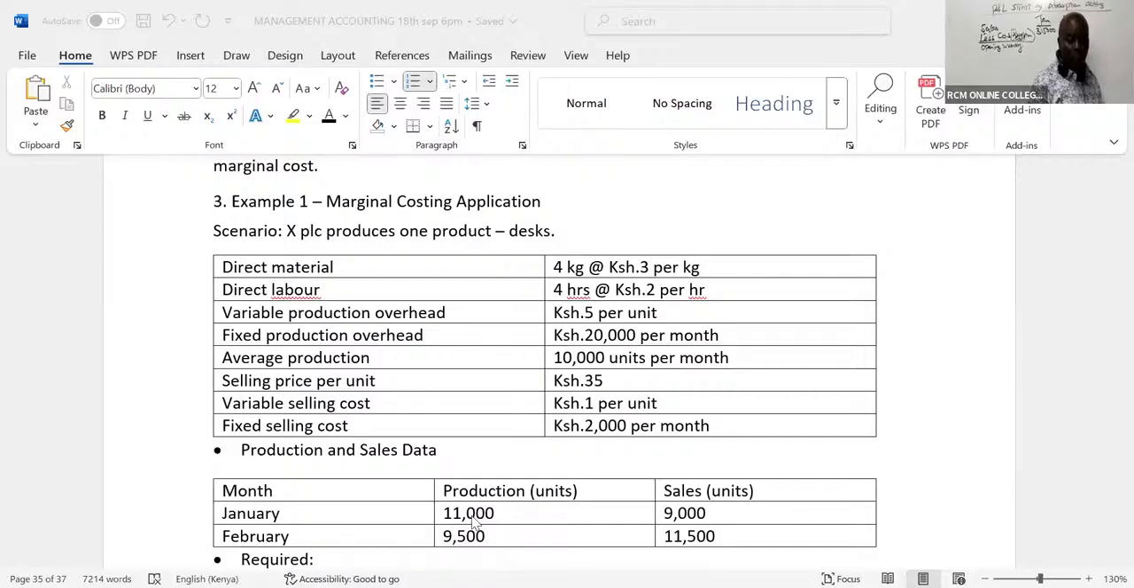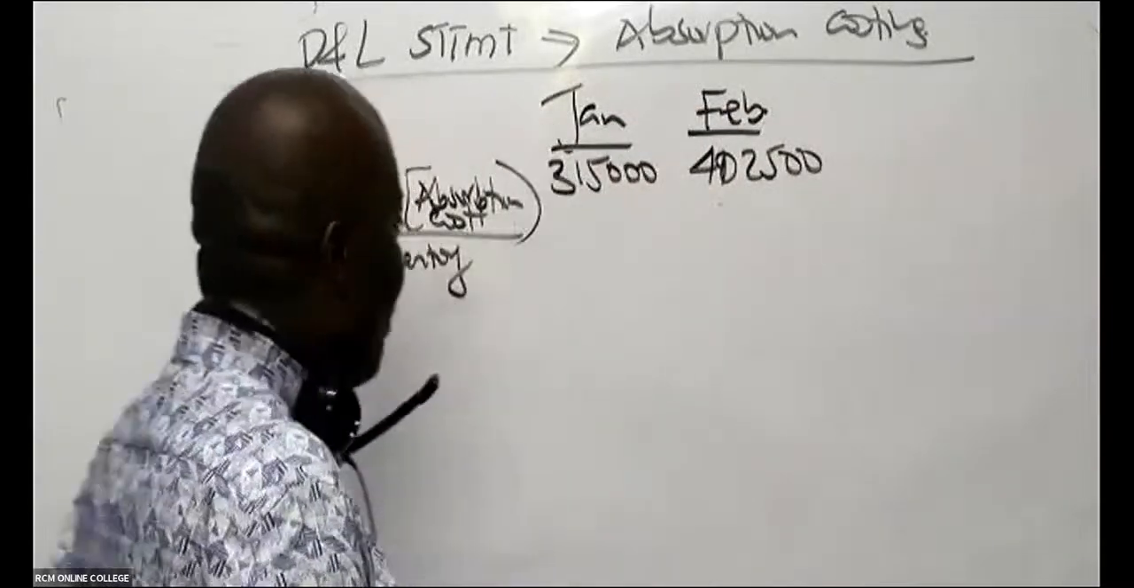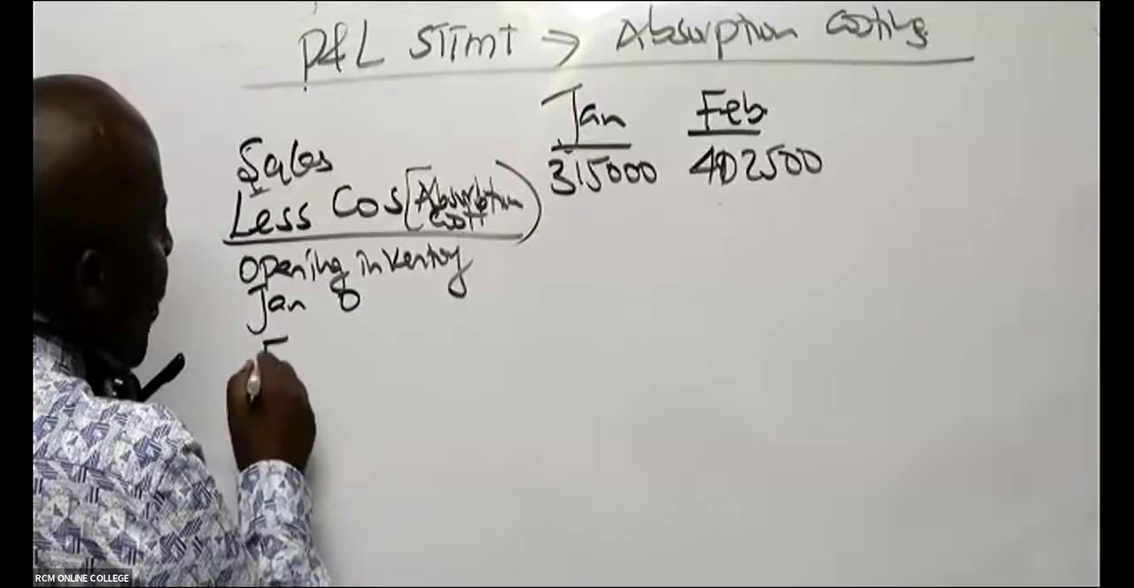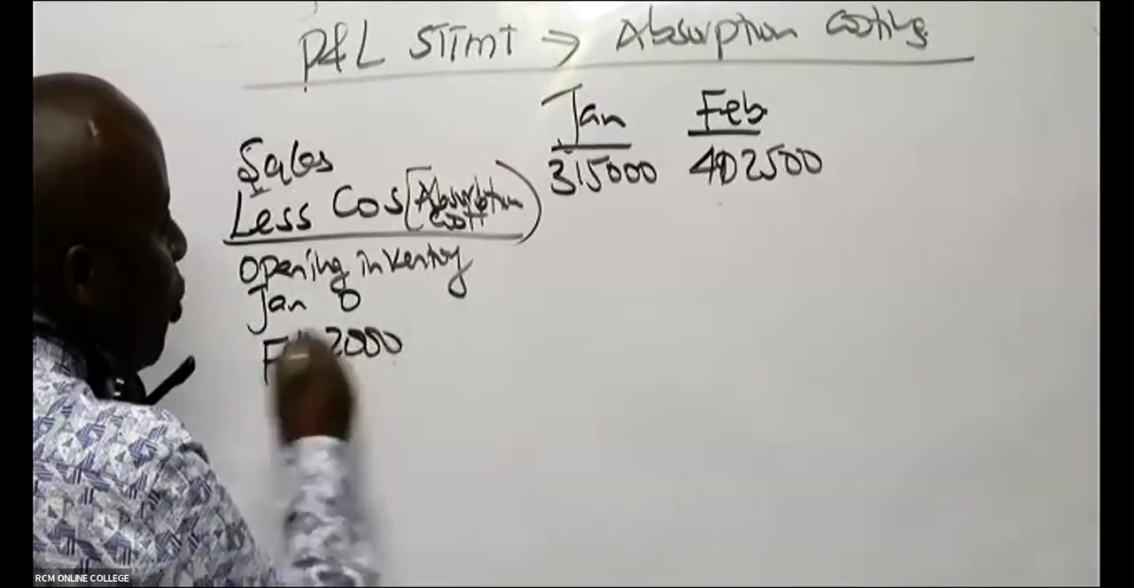If you look at this, in the month of January, we produced 11,000 and we only sold 9,000. So we have a scenario of closing inventory. Opening inventory is 0, isn't it? But February opening inventory, you gave me 2,000, yeah, 2,000. So January opening inventory is 0, but February opening inventory is 2,000.